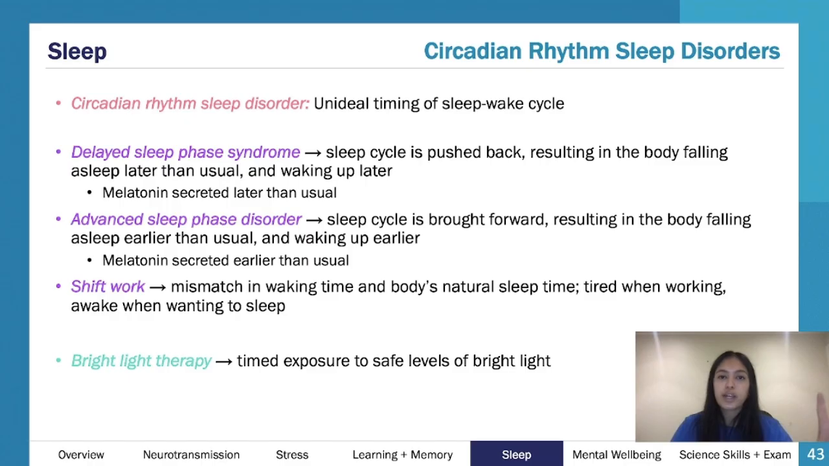Your advanced sleep phase disorder, again, your melatonin is secreted a little bit earlier.